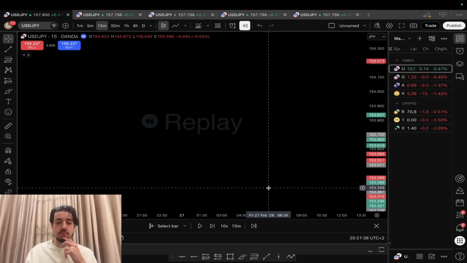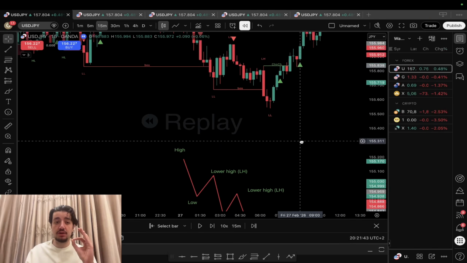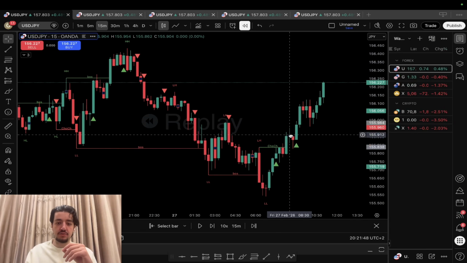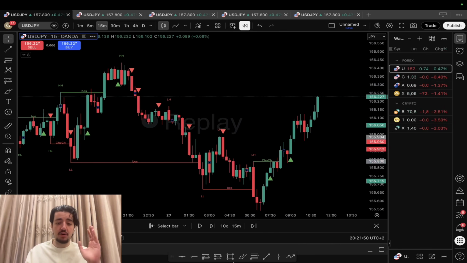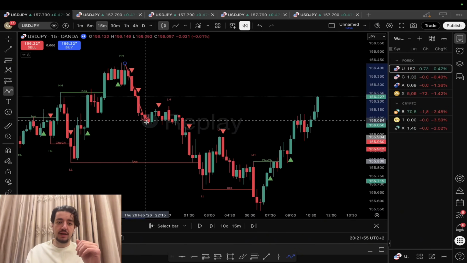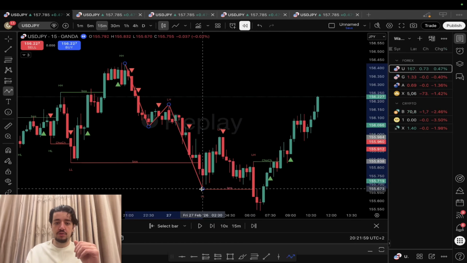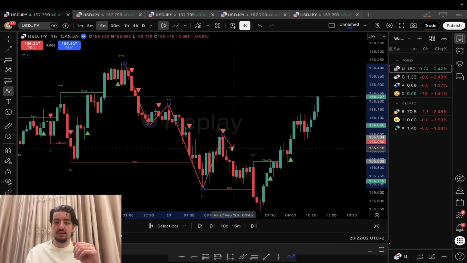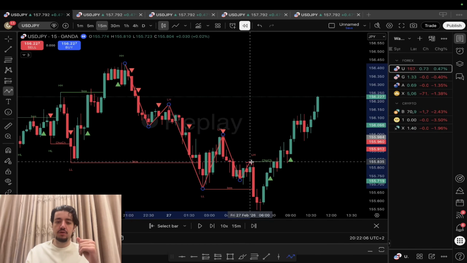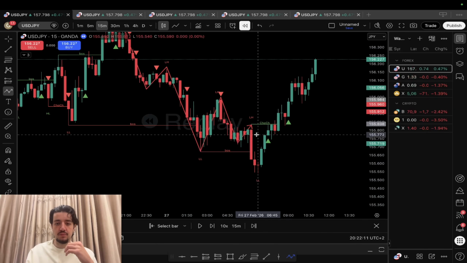Now, let's move on. Or you know what? Let me show you a quick example of how an external downtrend looks like. So this is a good example of an external downtrend. And this, by the way, this whole thing doesn't matter on which time frame you're on. It's the same concept. So we have a high, we have a low, we have a lower high, we have a lower low, we have a lower high, we have a lower low, we have a lower high, we have a lower low. Boom, like this.